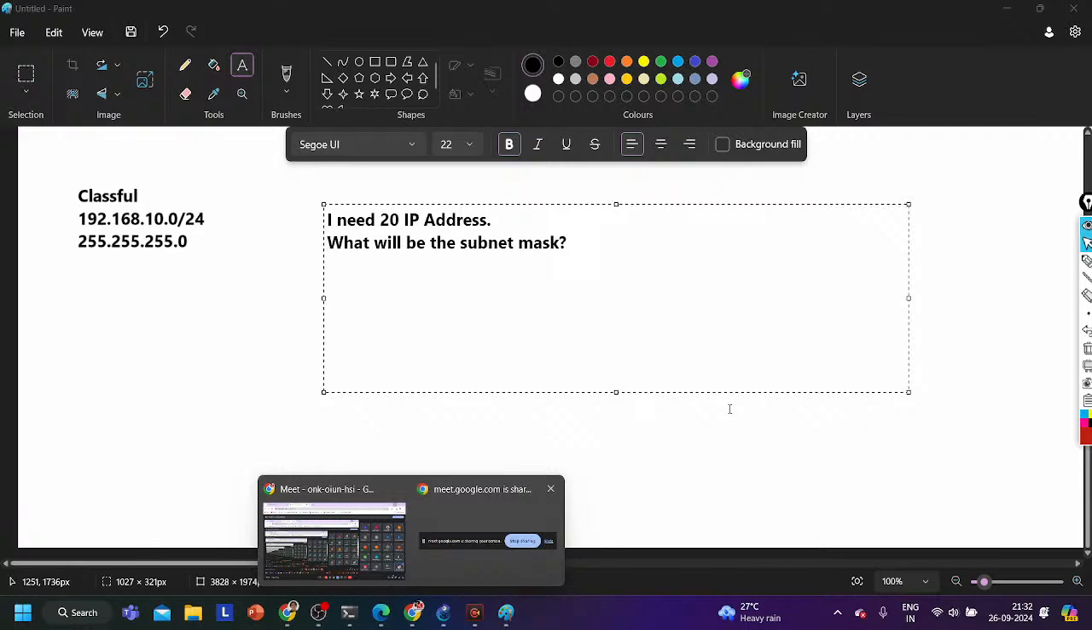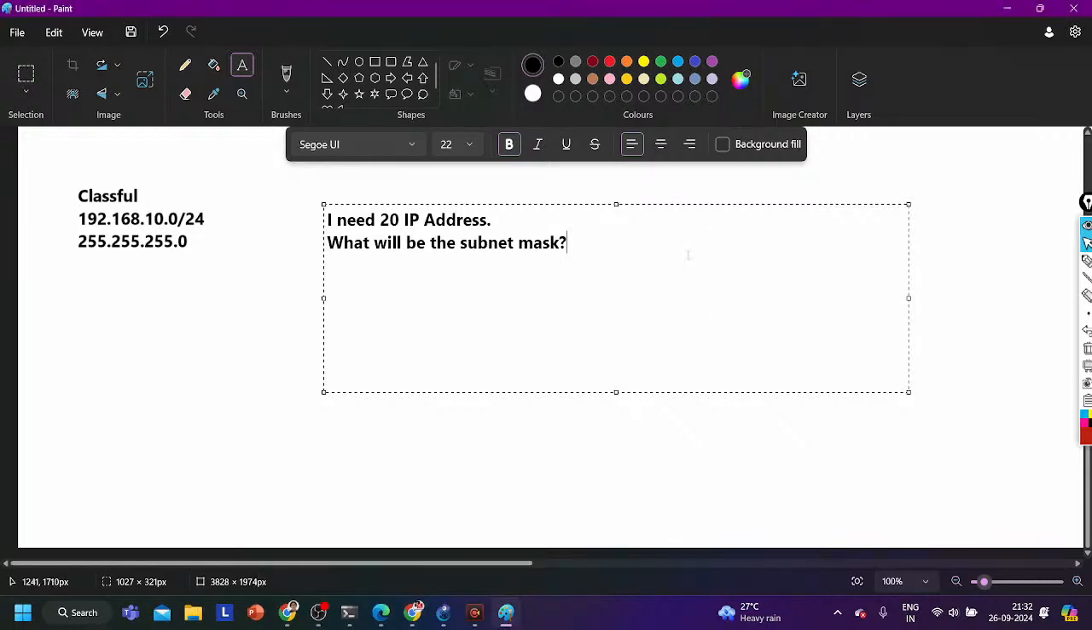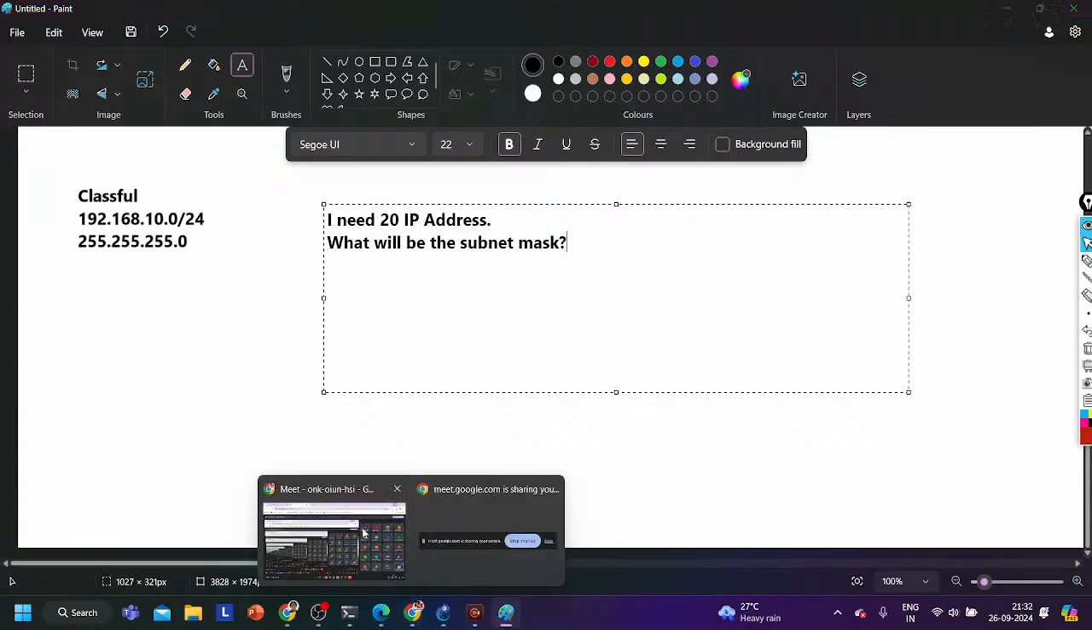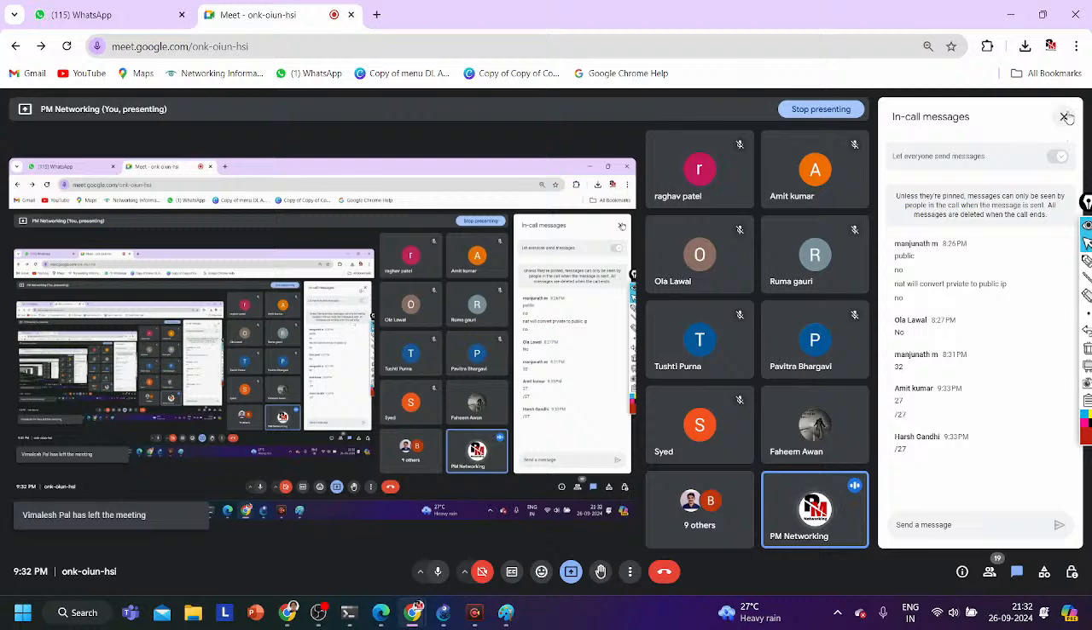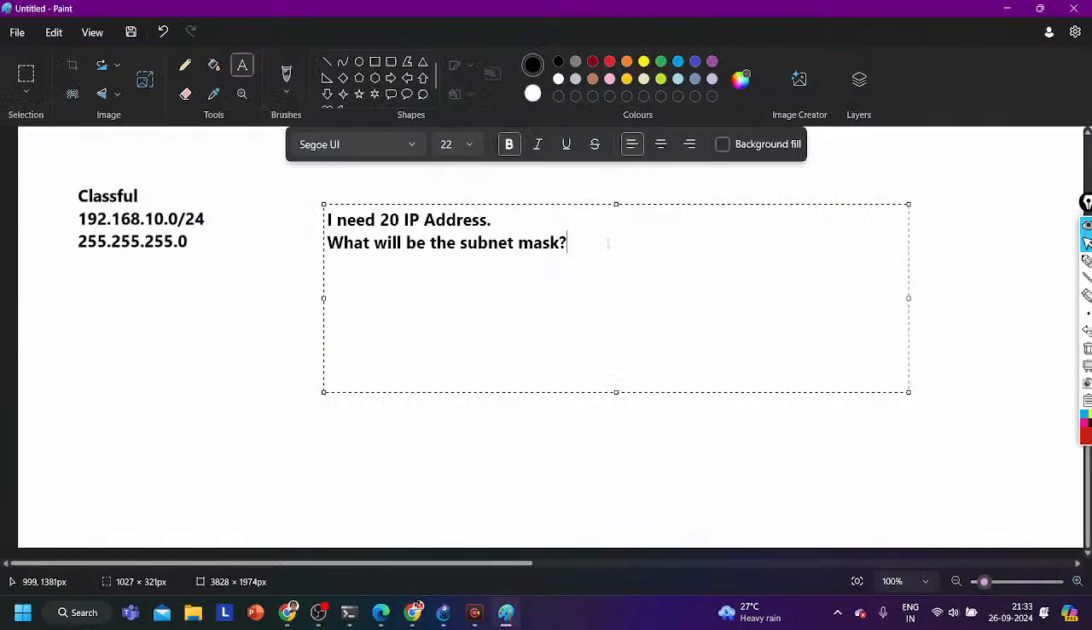Guys, listen to my question again. I am asking you for the subnet mask, not for the network ID or network bits or host bits. I need the subnet mask. What will be the subnet mask? /27. Very good. /27 means in the 4th octet 3 bits are network bits, 1 1 1. 24 is the default, then 25, 26, 27, and 5 bits are 0.